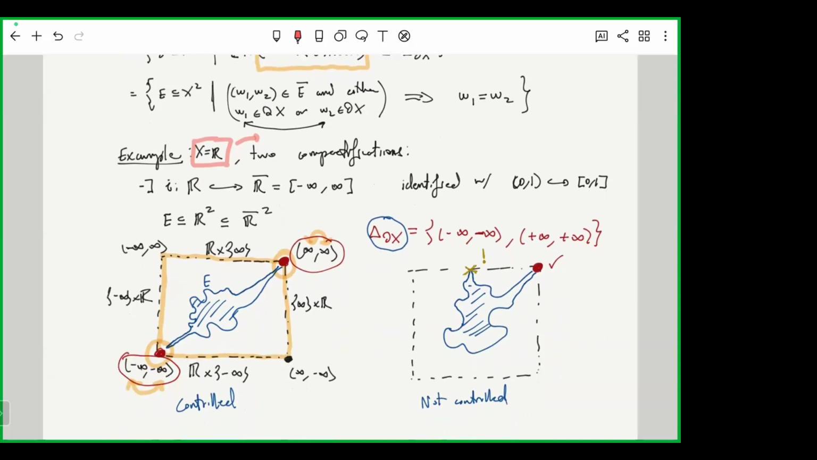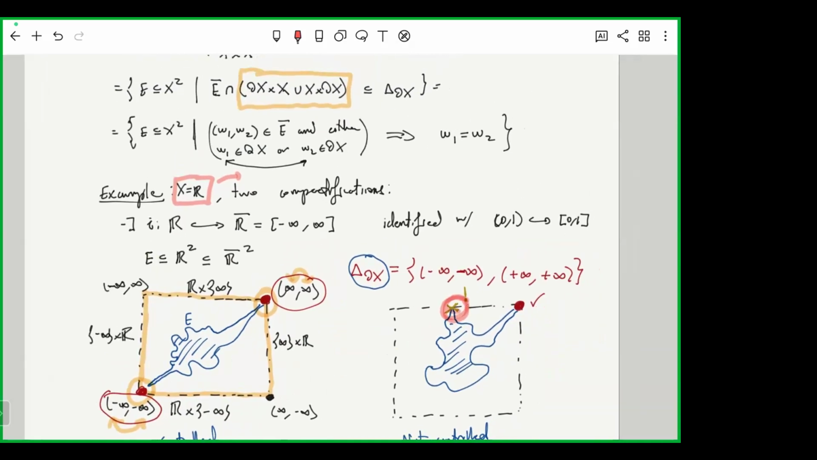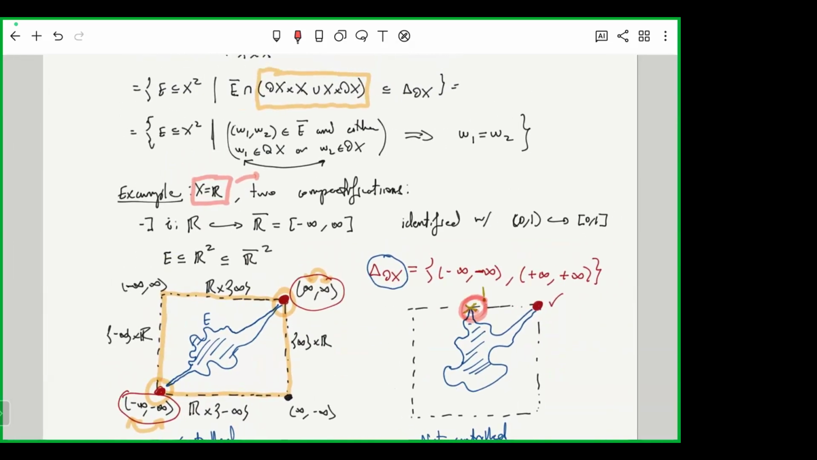So, continuing on the question. This is not controlled, as there is this point here that is not in the diagonal, but it's in the closure of E. Yes, because if we take any points towards this point you marked, and any points towards this red diagonal point, beyond any compact set, the distance between them must be bigger and bigger, right? That is why this set cannot be controlled.